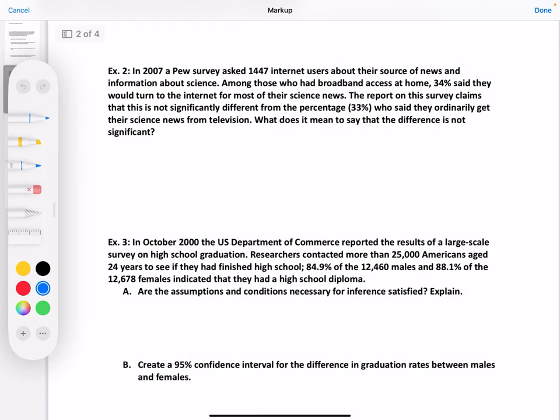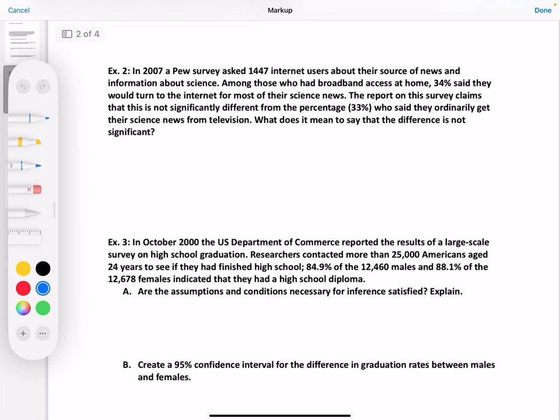So in 2007, a Pew survey asked 1,447 internet users about their source of news and information about science. Among those who had broadband access at home, 34% said they would turn to the internet for most of their science news. The report on this survey claims that it is not significantly different from the percentage, 33%, who said that they ordinarily get their science news from television. What does it mean to say that the difference is not significant?